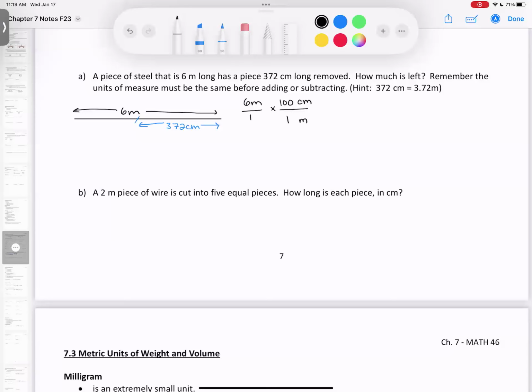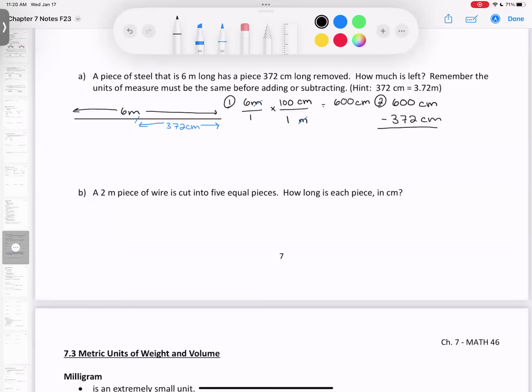And so here I can cancel out those meters, and this leaves me with 600 centimeters over 1. I don't really have to write the over 1. So our initial piece of steel was 600 centimeters. This is step 1, converting that to centimeters. Now both of our measurements are in centimeters, so now we can do the subtraction.